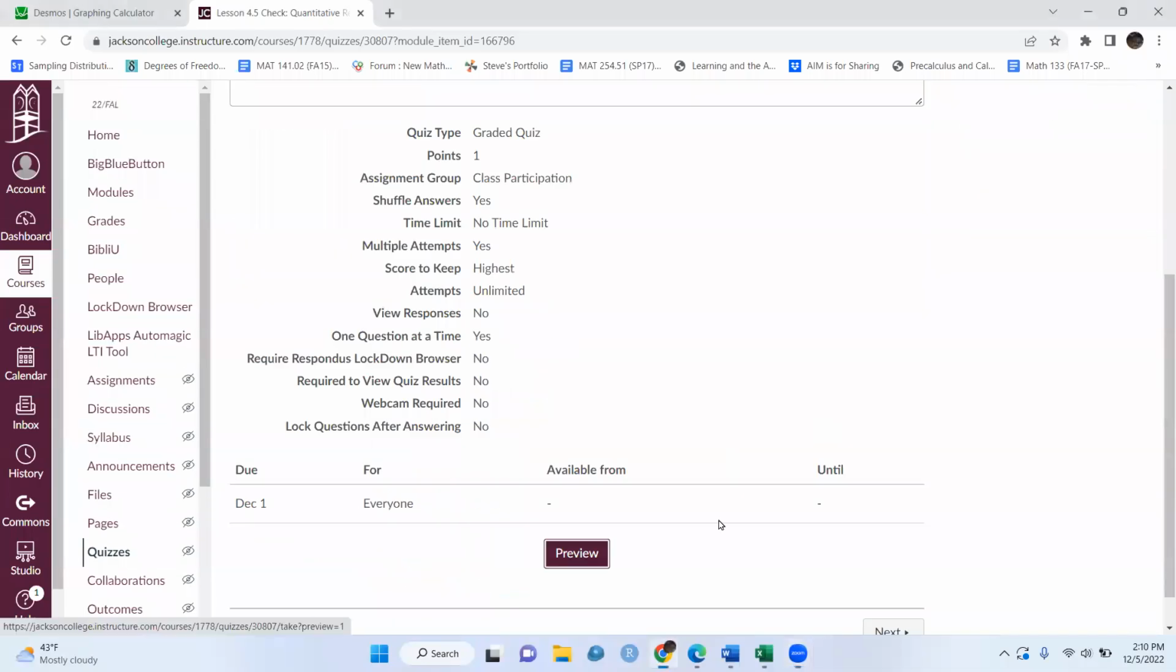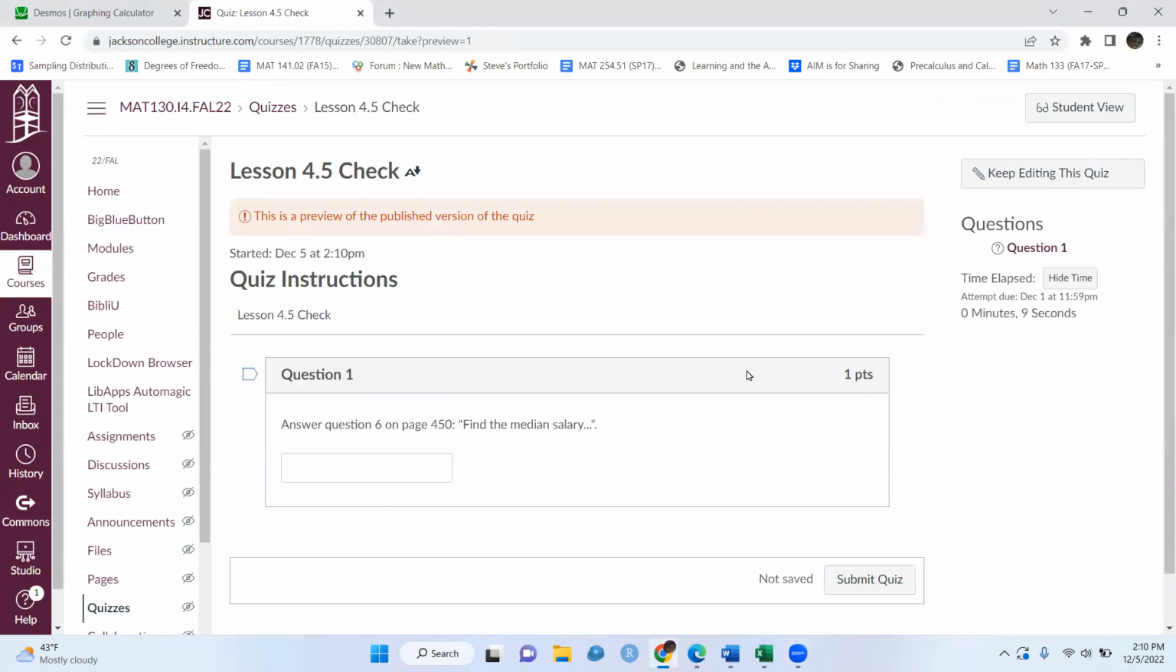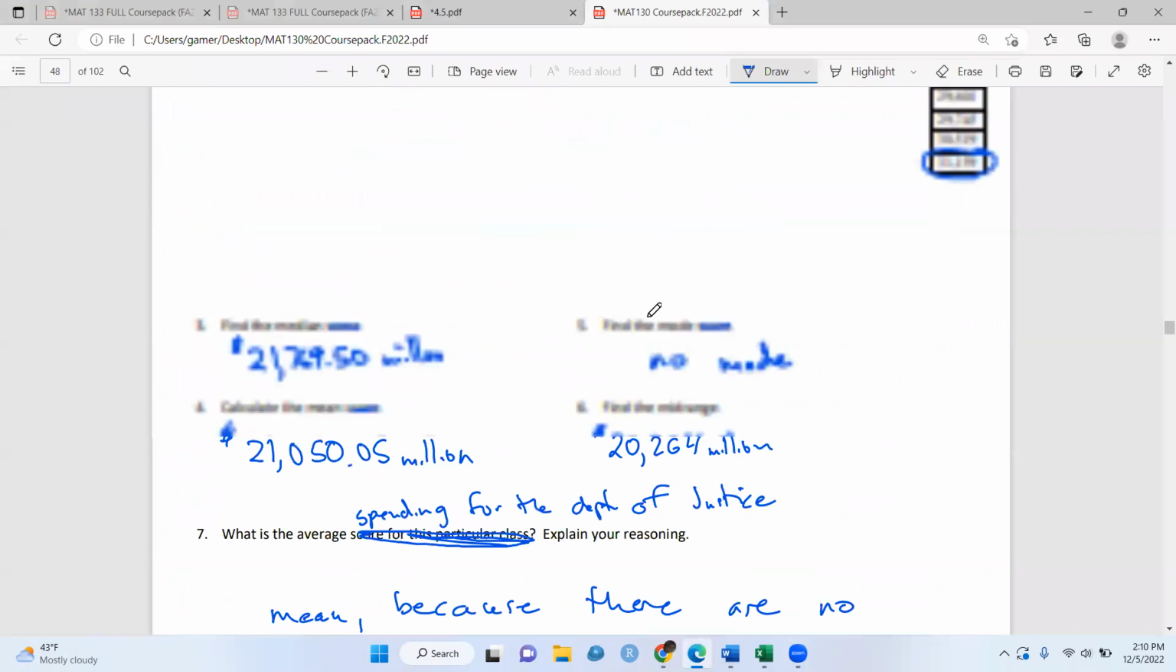Okay, so let's do the lesson check. Let me share my screen. I had to stop sharing because I didn't want you to accidentally see grades. Here's the 4.5 lesson check, and that is answer question 6 on page 450. Find the median salary. Yes, we already did that.